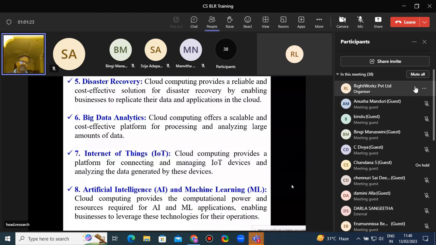Seventh one, Internet of Things. Cloud computing provides a platform for connecting and managing IoT devices and analyzing the data generated by these devices. Eighth one is artificial intelligence and machine learning. Cloud computing provides the computational power and resources required for AI and ML applications, enabling businesses to leverage these technologies for their operations.